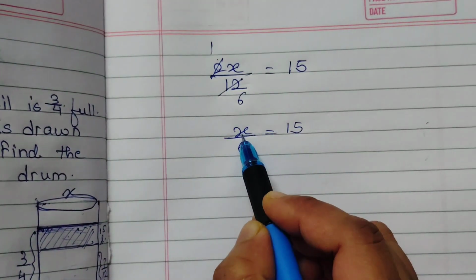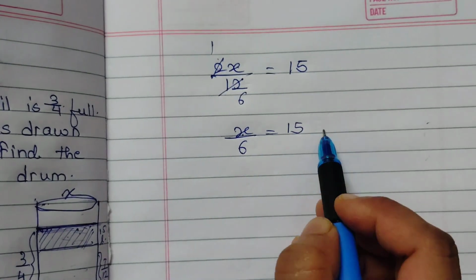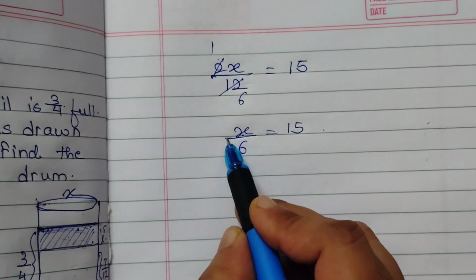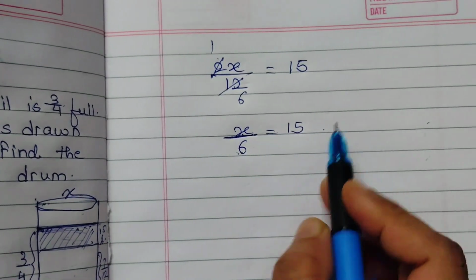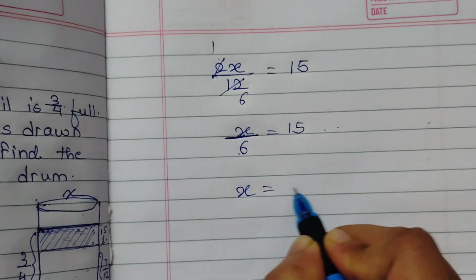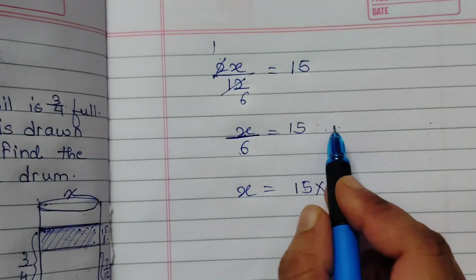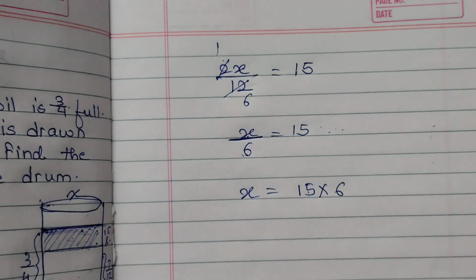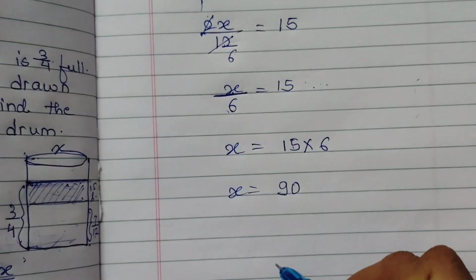Now we have to find x. We have to find the value of x. So for that I have to move this 6 on the other side. So it is divide by 6. This is division. Divide by 6. So when 6 goes there, it becomes multiply by 6. So x is equal to 15 as it is. Then division, divide by 6 goes there, it will become multiply by 6. So x is equal to 15 6s are 90.